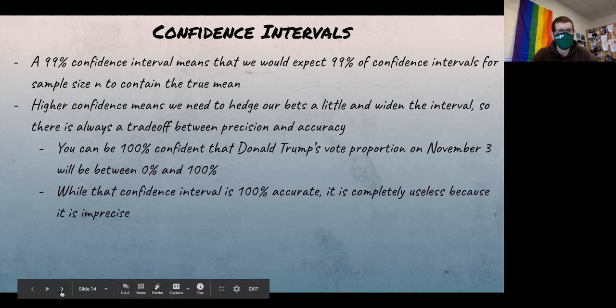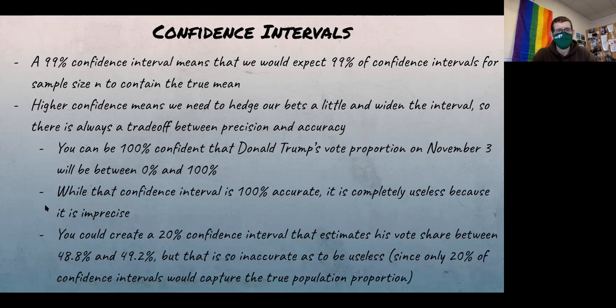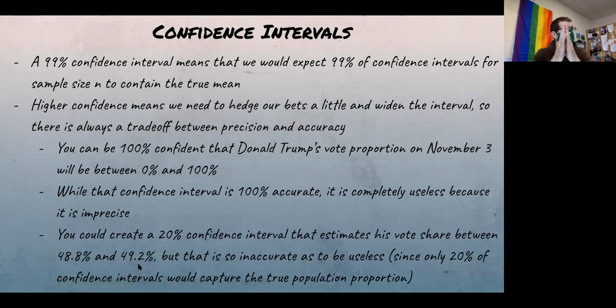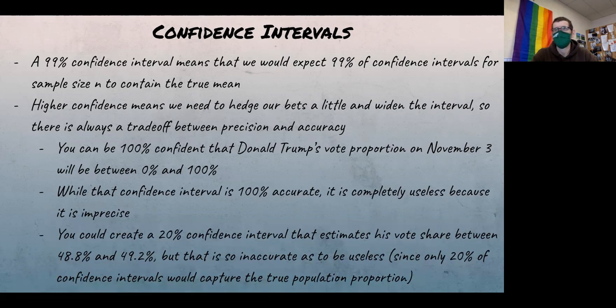Because it's very imprecise. Now, I could create a 20% confidence interval that estimates his vote share somewhere between 48.8% and 49.2%. That's a pretty narrow range, but it's so inaccurate. A 20% confidence level is not one that we would ever want to use. That's less than a toss-up, 50-50, right? So only 20% of the confidence intervals are actually going to capture the true population proportion. So it'd be so inaccurate as to be useless.